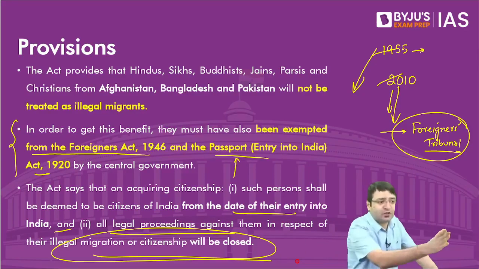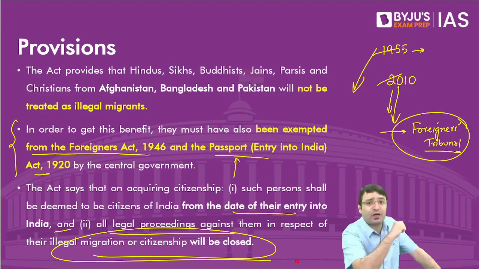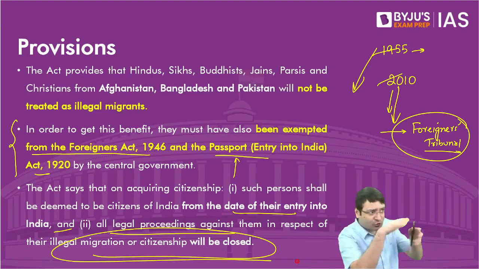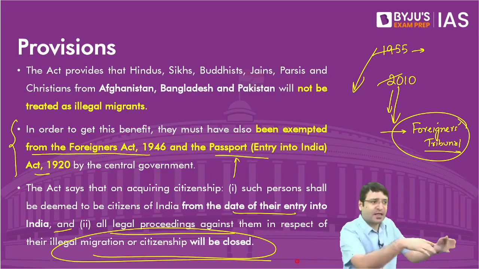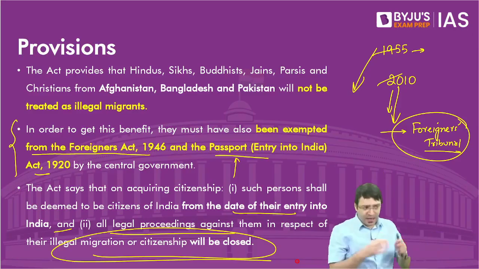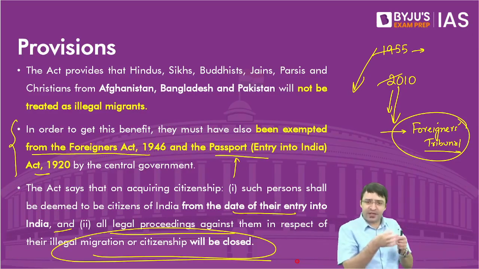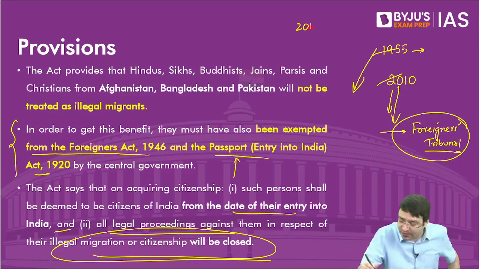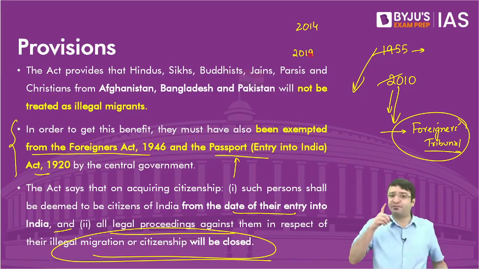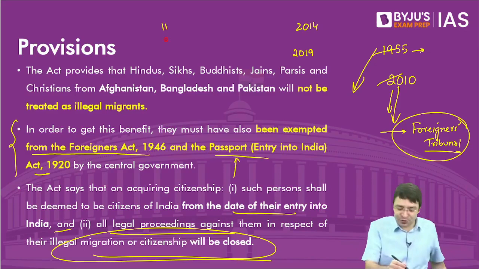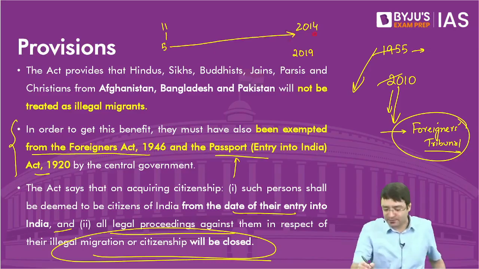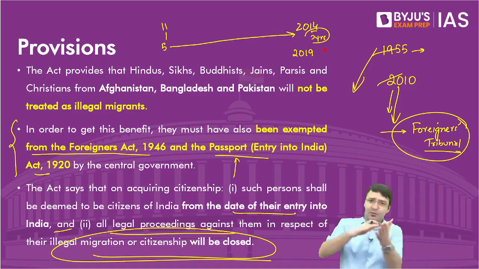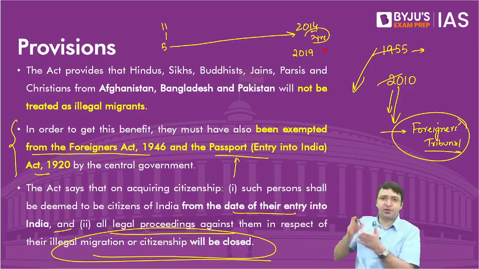Through which route? Naturalization. But for naturalization, you should have stayed in India for 14 years. Out of the 14 years, you should have stayed in India for 11 years. Now this period, 11 years, is slashed to 5 years, if you have come to India on or before 31st December 2014. The law was passed in 2019. The period of naturalization was 11 years. That is reduced to 5 years. What is the time difference between 2014 and 2019? 5 years. That is why this period is slashed from 11 years to 5 years.